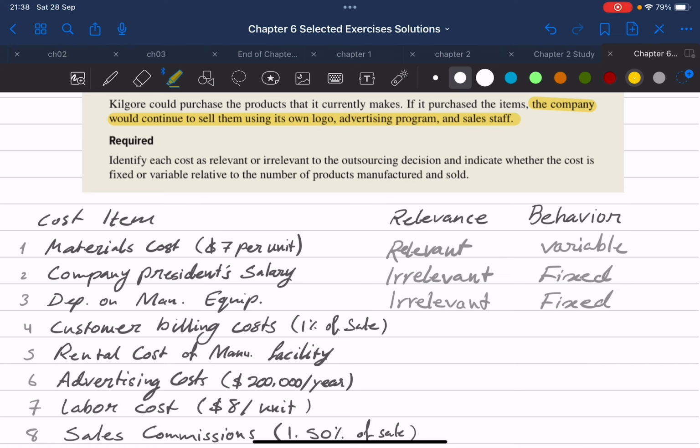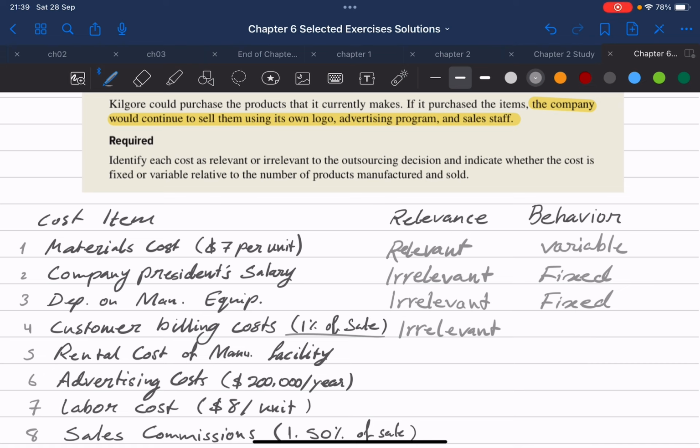in this scenario, the customer billing costs, they're still going to send customers the bills, and that cost is still going to be incurred, regardless if they produce the products in-house or outsource it, right? And since it's going to be the same under both scenarios, that makes it an irrelevant cost. Remember, the way to decide if the cost is relevant or irrelevant is to determine whether it was an avoidable cost or not. And since this cost is not avoidable under both scenarios, then that makes it irrelevant.